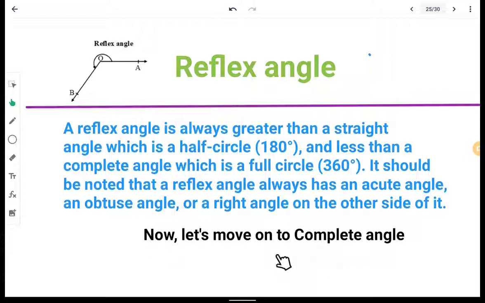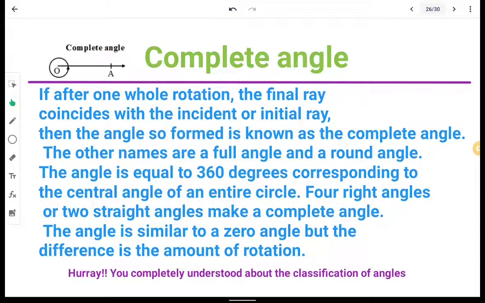Now it's time to move on to the complete angle, or the 360 degree angle. If after one whole rotation, the final ray coincides with the incident ray, or the initial ray, then the angle so formed is known as a complete angle. It's a little hard, you can say, so let us move on to the simple definition. When one ray completes one full rotation, it's called a complete angle. Easy one, right? The other names of complete angle are full angle and round angle.